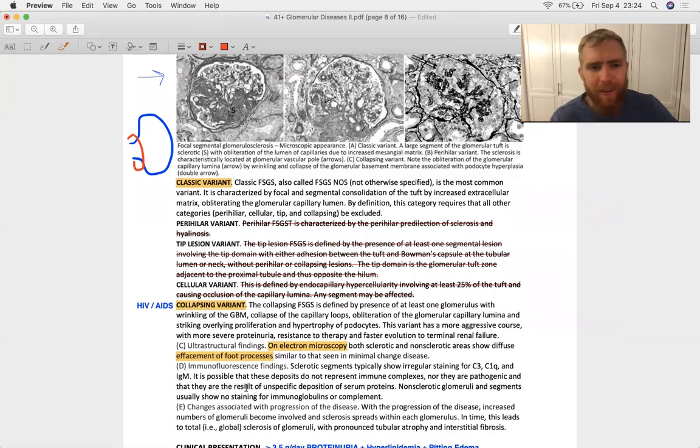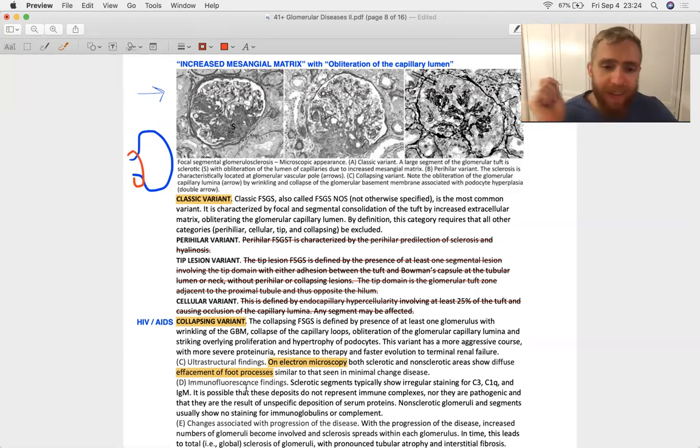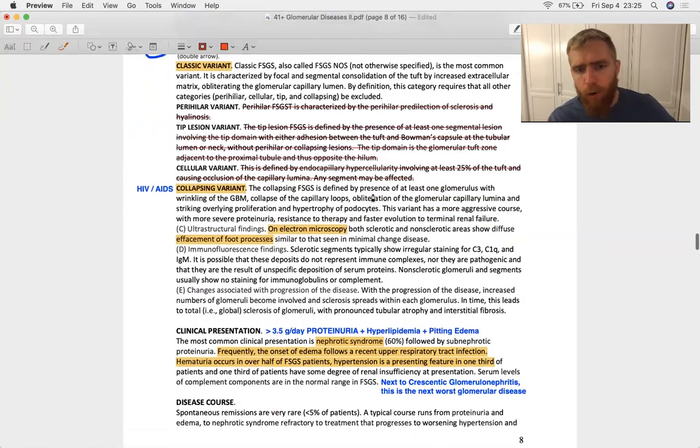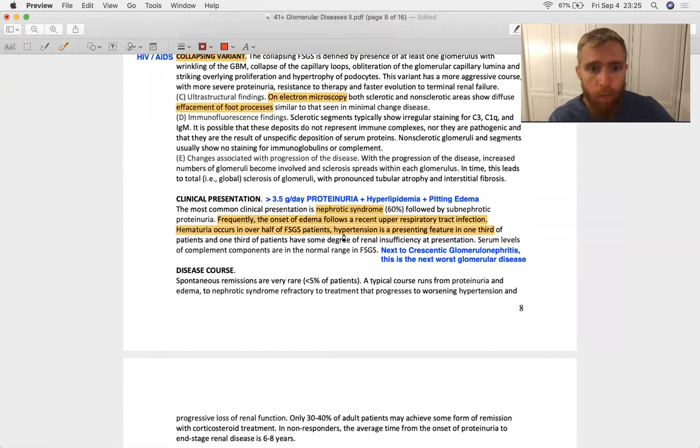You won't get asked about the hypercellular variant involving at least 25%, because how the hell are you going to tell if it's 25 or 30%, or 20%? You won't get asked about that. What you're going to get asked about is the collapsing variant, because that's the variant you see in HIV and AIDS patients when they get a glomerulonephritis. So electron microscopy, podocyte fusion, we've seen it before.